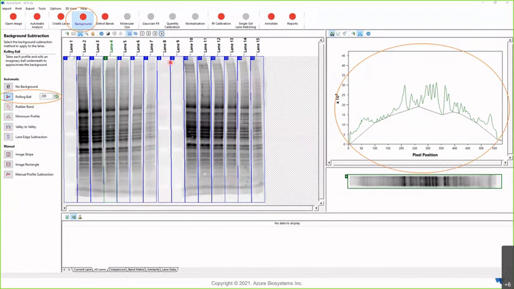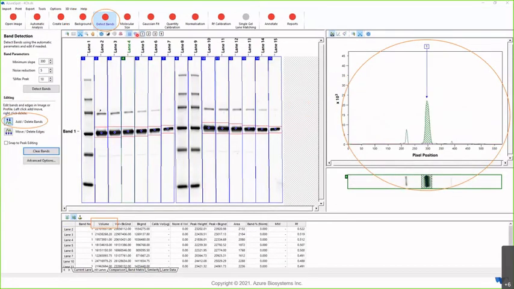Next, of course, you need to remove the background. Either you choose one of the backgrounds over here in the middle, or you use the rolling ball in Azure Spot. After that, detect the bands in the rest of the channels where you have your protein of interest. In this case, we add bands. I want to detect this band, for example. Then you can see that it is highlighted and indicated in the histogram over here for this particular band. Then you get the raw volume of this band.